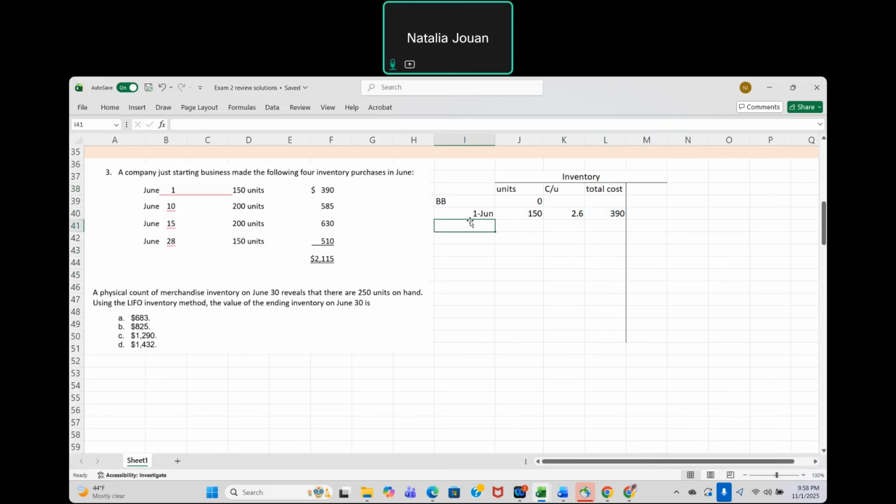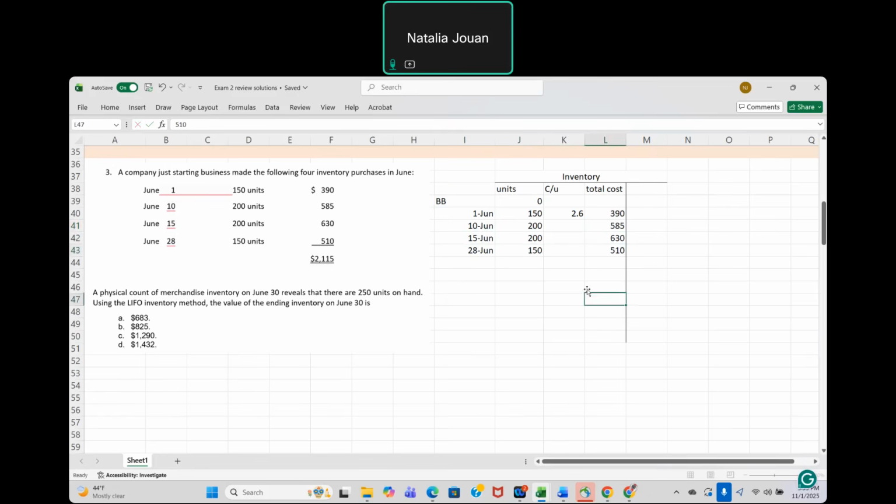And then we have the purchases on June 10th. Let's write it down. We purchased 200 units for a total of 585. And then on June 15th, we purchased another 200 units with a cost of 630. Then on June 28th, we purchased 150 units with a cost of 510.